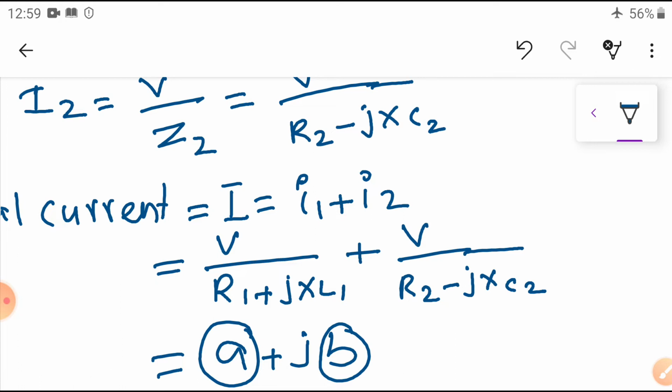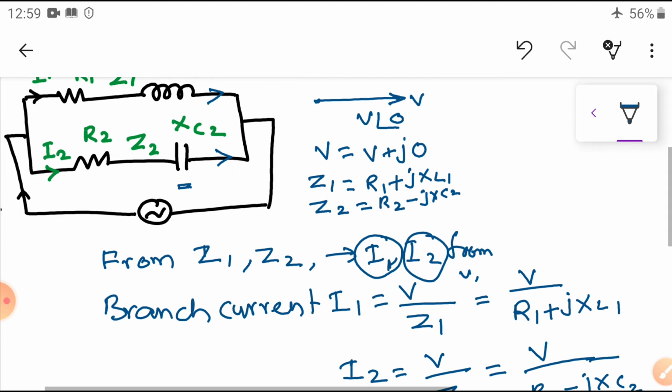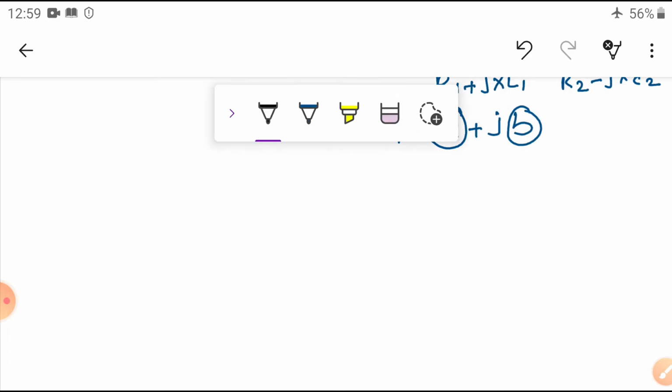In this case, in polar form, this is a rectangular form. So in rectangular form, we calculated first the Z1 and the Z2. From that, I1 and I2, we added to get the total current. In polar form, that is very easy. In polar form, what are we going to get?